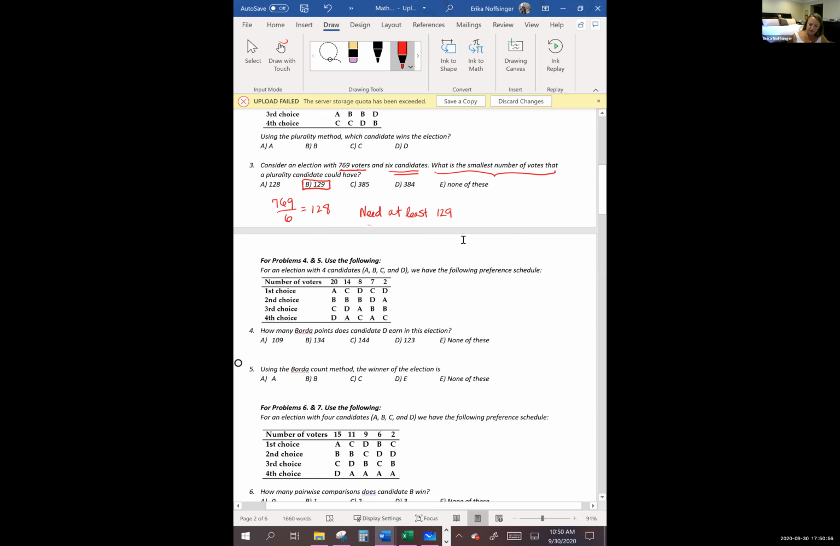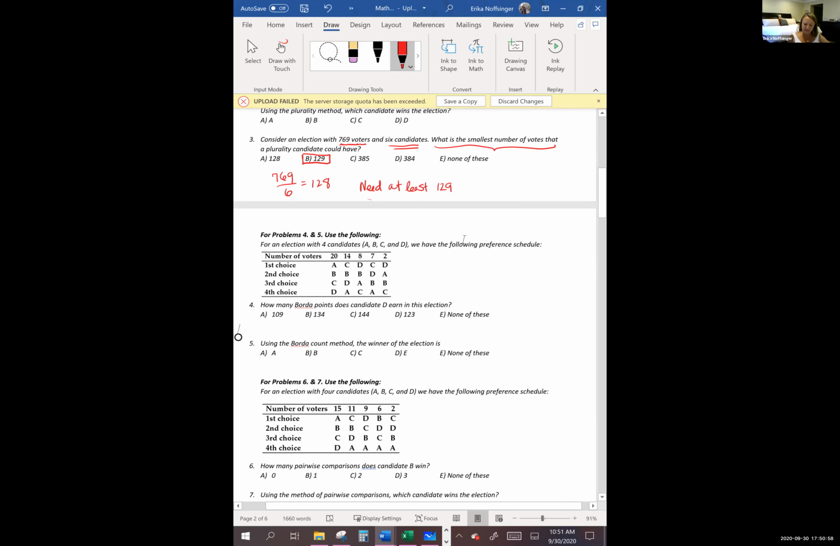So the next problem says for election with 4 candidates, we have the following preference schedule. How many Borda points does candidate D earn in this election? Using the Borda count method, the winner of the election is. Okay. I'm going to just pull this real quick.